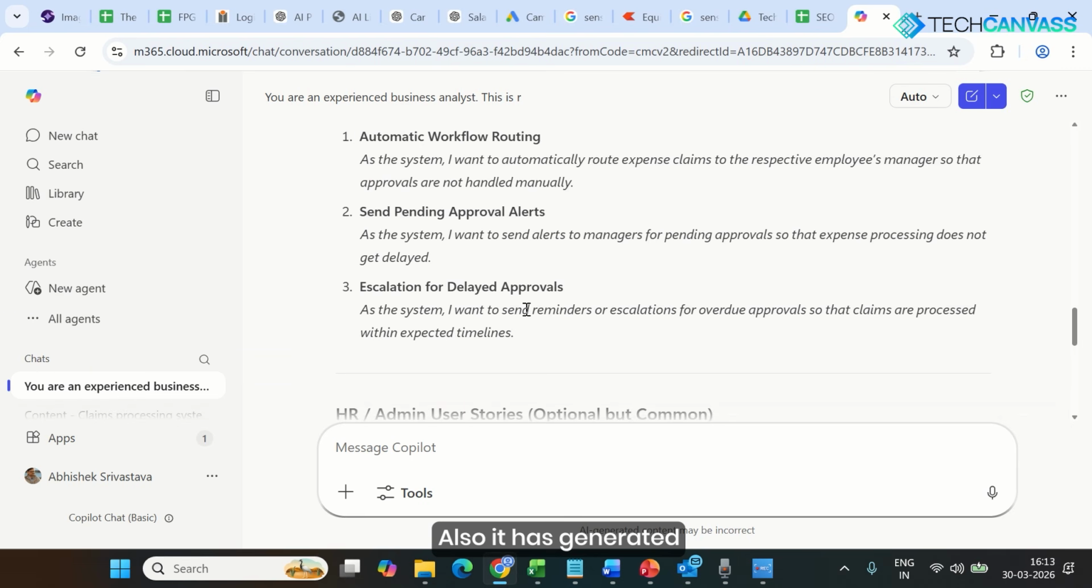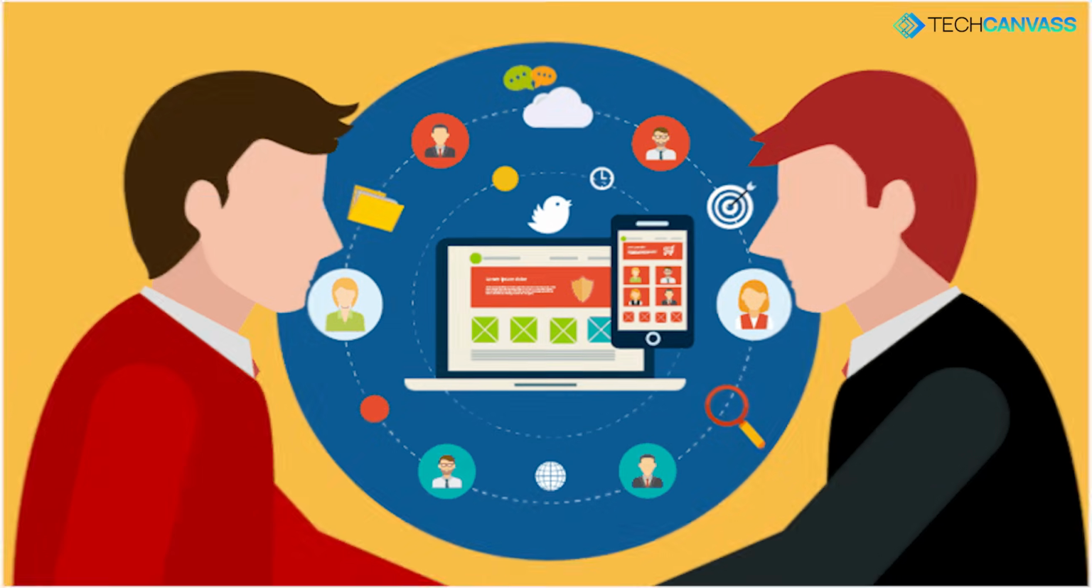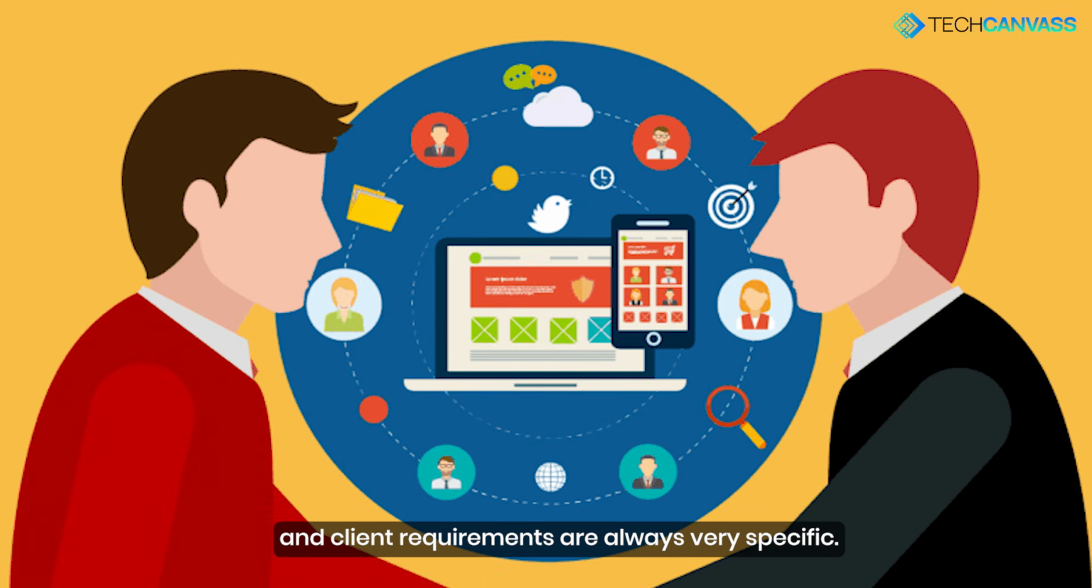Also, it has generated too many stories, which may not be something which will be really required by the expense management system. Now, that is something which we call hallucination in AI systems. So, AI hallucinates. Even if something is not needed or expected, it generates that information because it tries to look at everything from a holistic perspective. But client projects and client requirements are always very specific.